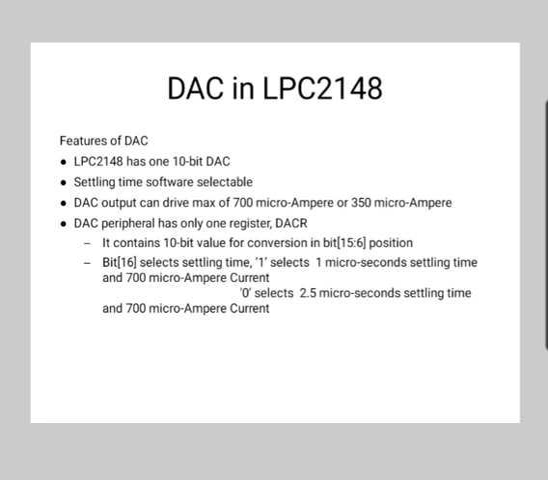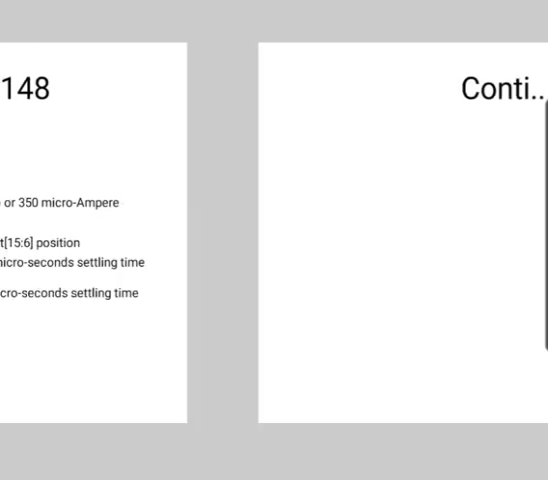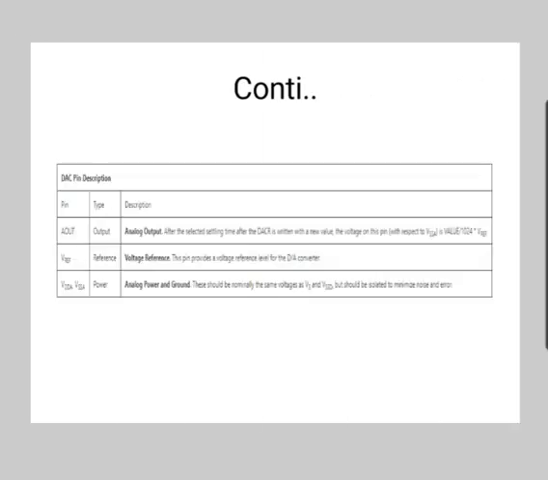It contains the 10-bit value for the conversion in bit 15:6 position. Bit 16 selects the settling time. 1 selects 1 microsecond settling time and 700 microampere current. If it is 0, then it selects 2.5 microsecond settling time and 350 microampere current. So these are some features.